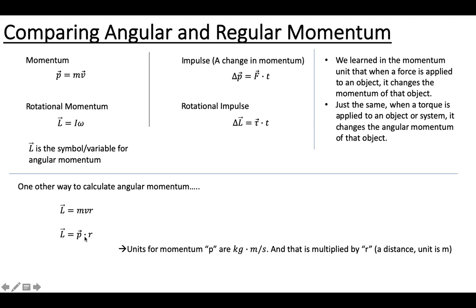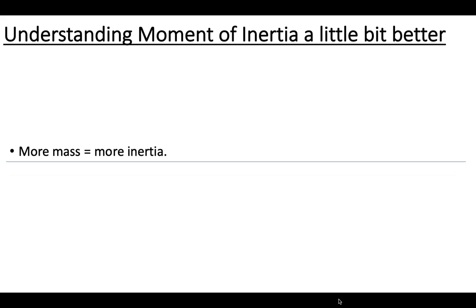And then this equation just takes that and multiplies by R. And R is a distance, right? How far are you from the center? Because it's a distance, that unit is meters. That means you take kilogram meters per second and multiply by another meters, and the units for angular momentum are kilogram meters squared per second. Okay, kilogram meters squared per second. Those are the units for angular momentum.